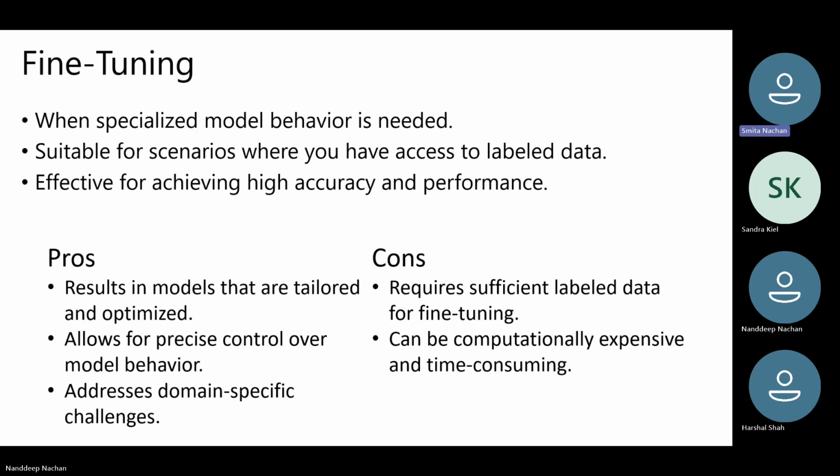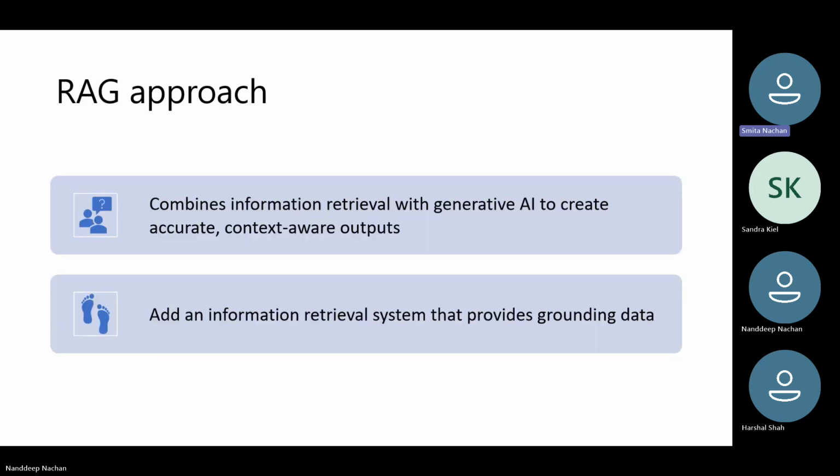So now let's check for this RAG. So RAG is retrieval augmented generation in Azure AI Search.